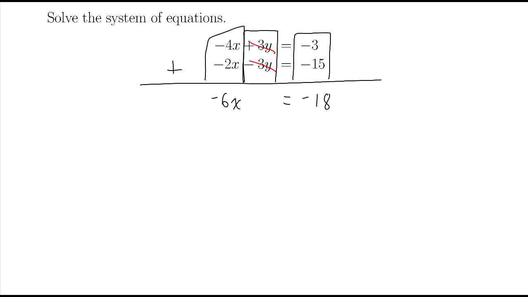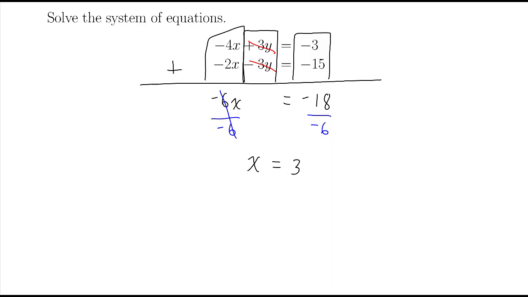Notice my new equation here: negative 6x equals negative 18. That's a very simple equation to solve. I can solve it in one step. Divide both sides by negative 6. That will get rid of the negative 6 that's attached to the x and give me x equals negative over negative, which is positive. 18 over 6 is 3. So that fast, I found that x was equal to 3.